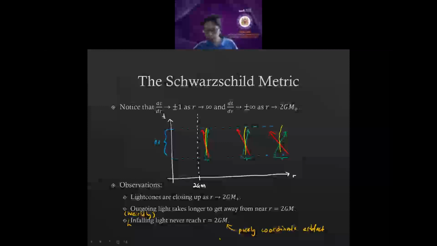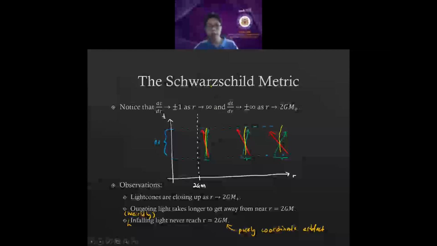And this last one is a bit odd because it suggests that since even infalling light cannot cross this surface, nothing can even enter this surface. But that is not actually accurate, because this is a purely coordinate artifact, because we are using a coordinate that is not suitable.